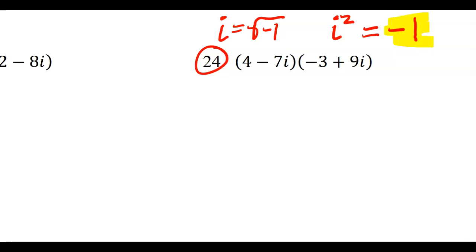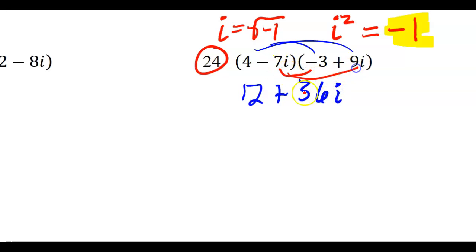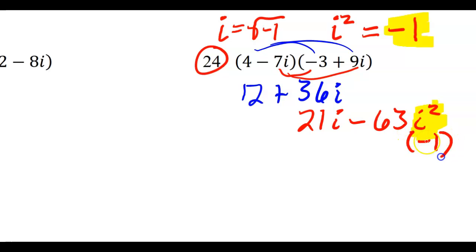Oh, distributing on this one. Distributing the 4. 12 plus 36i. Distributing the negative 7i. 21i minus 63i squared. i squared is really negative 1.